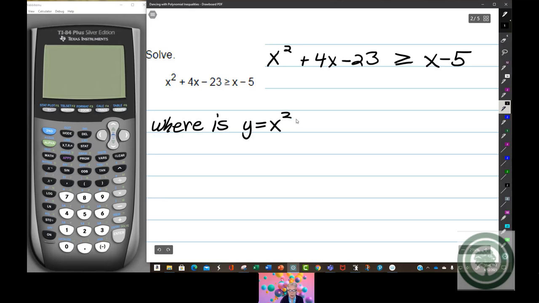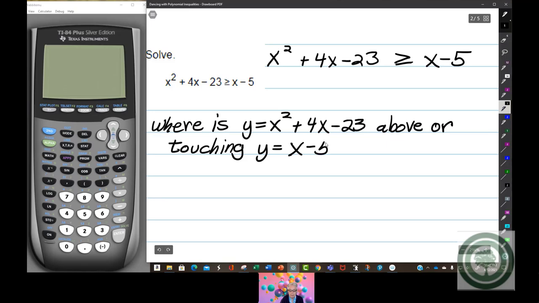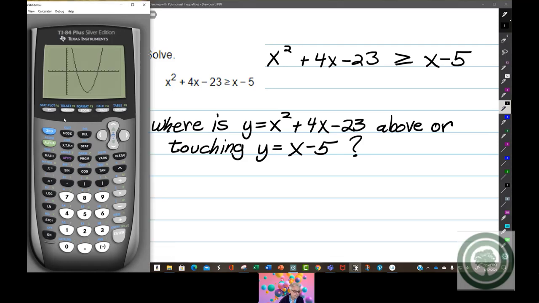Where is y equals x squared plus 4x minus 23 above or touching y equals x minus 5? Let's make a picture. Here's y equals x squared plus 4x minus 23. And here's y equals x minus 5.